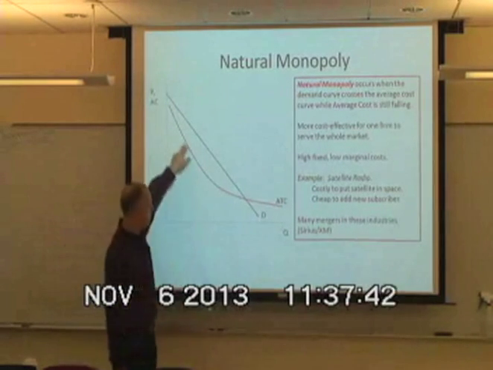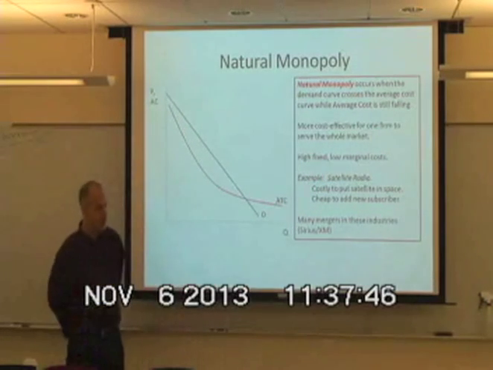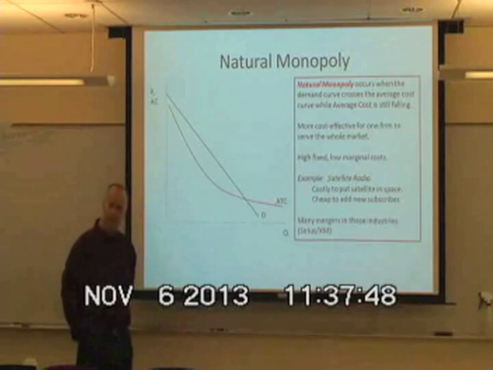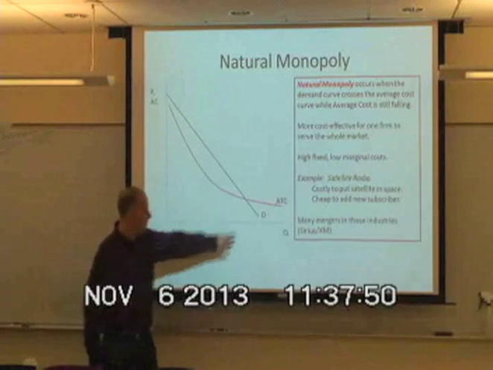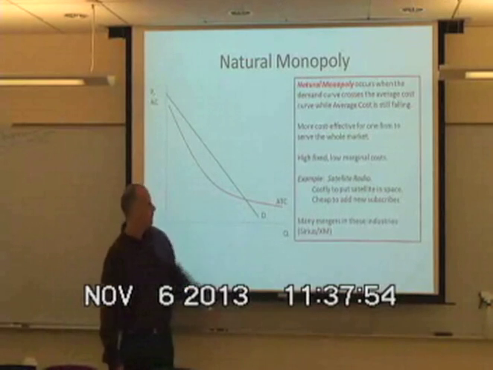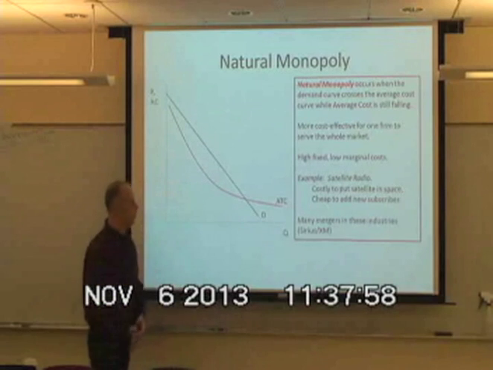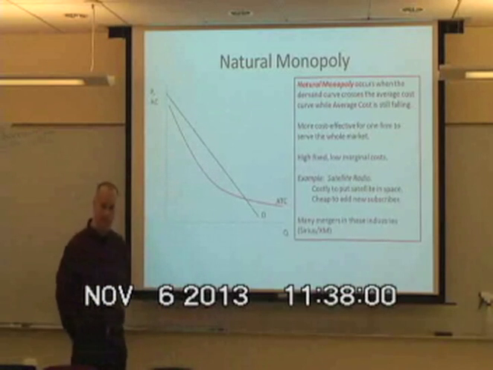Remember, we usually think of average total cost curves as having a U-shape to them in most instances. But what if demand doesn't make it out to the bottom? What if the demand curve crosses the average total cost curve while the average total cost curve is still on its way down? In this case, it's more effective for one firm to serve the whole market. In this case, what we often have is high fixed and low marginal costs.